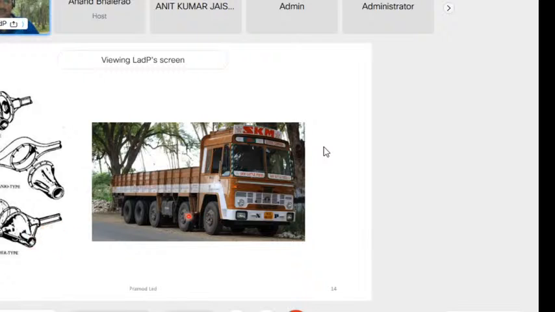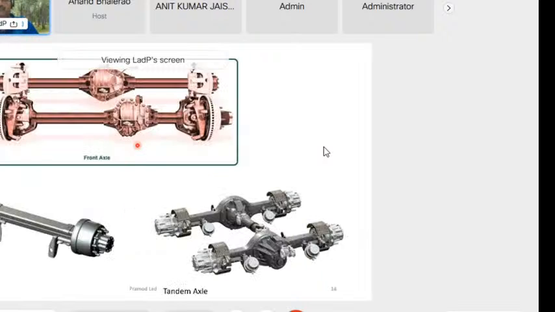Here we can see a multi-axle vehicle photograph. These two axles are steerable front axles. This is one more axle which acts as a tag axle, and these two are tandem axles. These two are live axles. So we are just looking at the classification. These top two are live front axles and they are steerable. This arrangement is many times used for 4x4 type of vehicles.